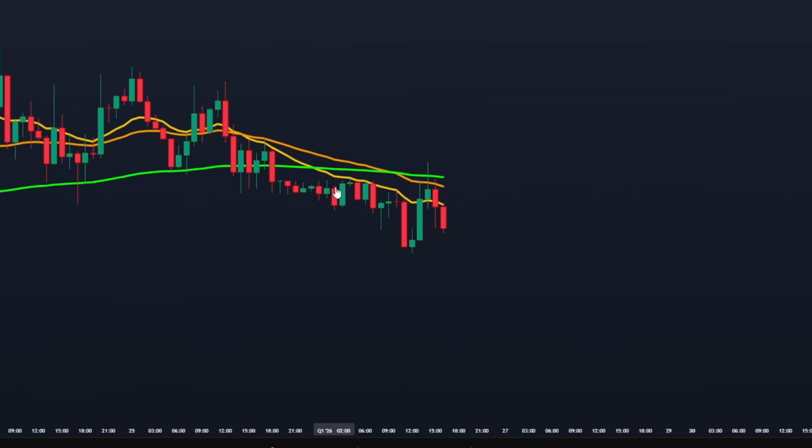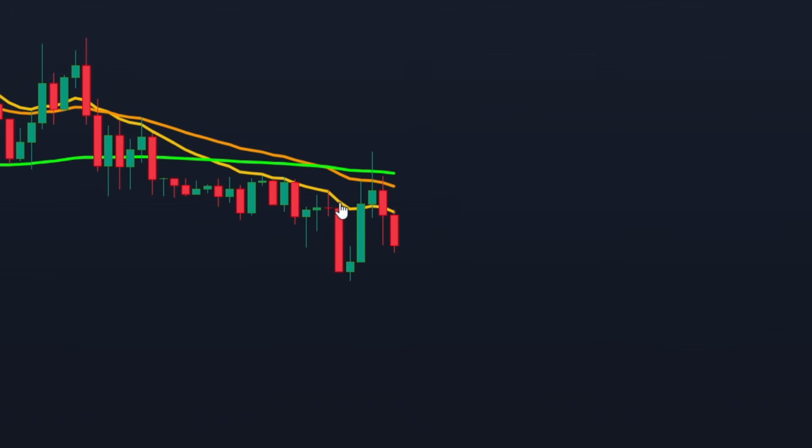But we still wait. The next thing we want is for both of the faster EMAs, the 15 and the 34, to also move below the green 111 EMA. This shows that the shorter term structure is now aligning with the bearish idea, but even here we still do not enter yet. We want one more thing, and that is the pullback.